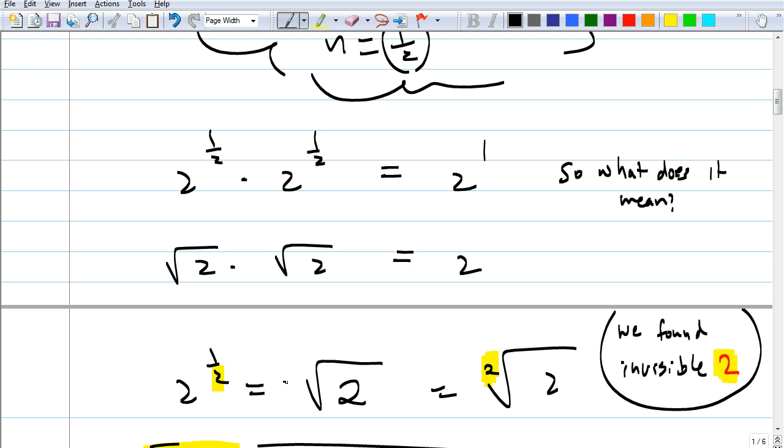Is there a way that you could show that 2 to the half power is equal to square root of 2 algebraically? No, this is just a notation. They just, yeah.